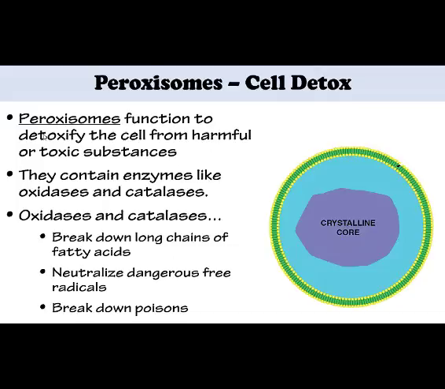Peroxisomes function to detoxify the cell from harmful or toxic substances. They contain enzymes like oxidases and catalases. Oxidases and catalases break down long chains of fatty acids and neutralize dangerous free radicals, as well as break down poisons.